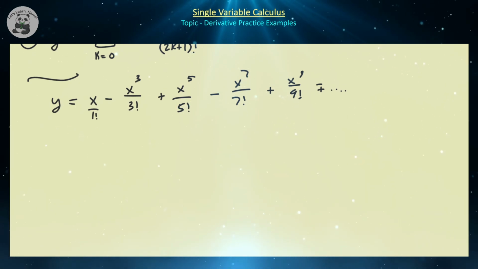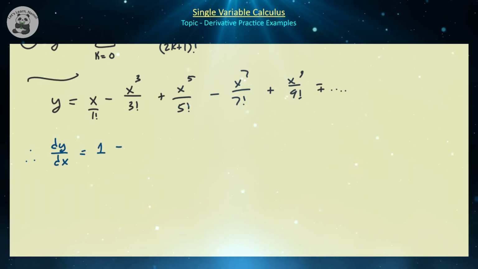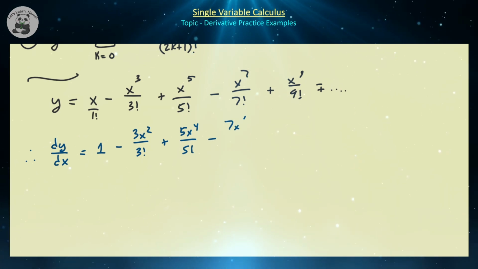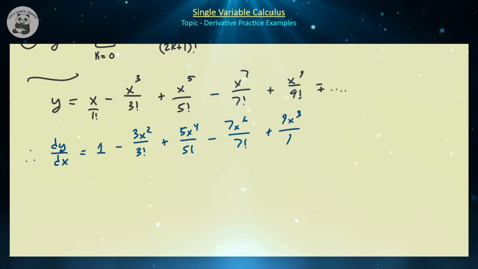So what we're going to do is take the derivative with respect to x of this expression. The derivative of x is just going to be equal to 1. That's not exciting. The derivative of x cubed is going to be equal to 3x squared over 3 factorial. And then we're going to have 5x to the 4 over 5 factorial, minus 7x to the 6 over 7 factorial, plus 9x to the 8th over 8 factorial, minus, plus, and so on.